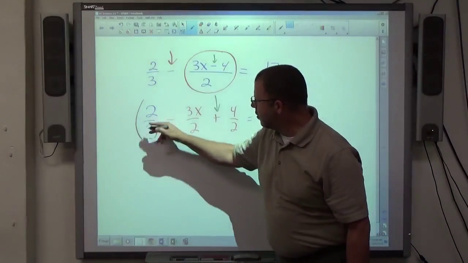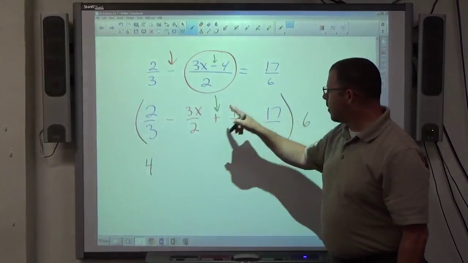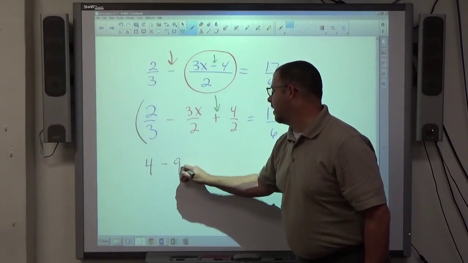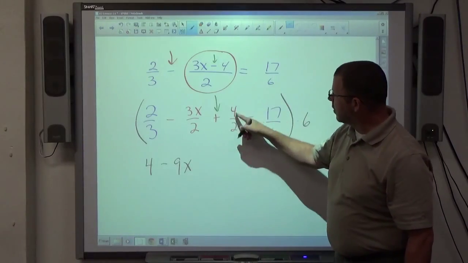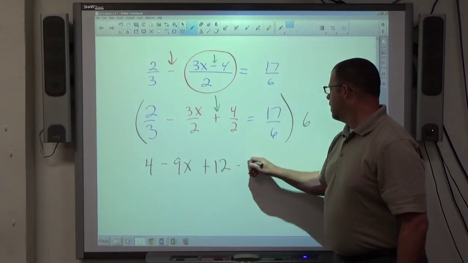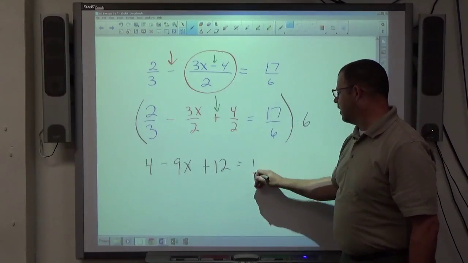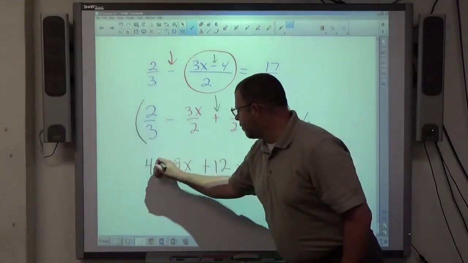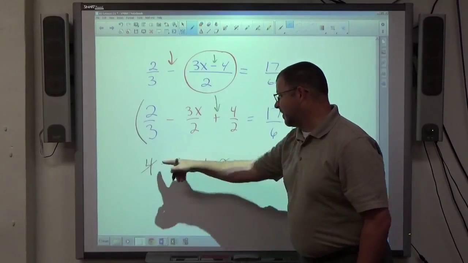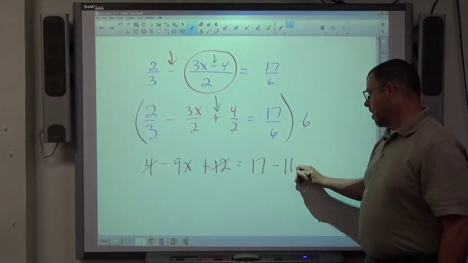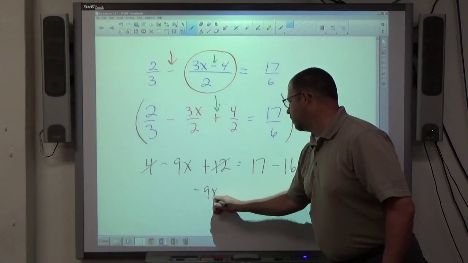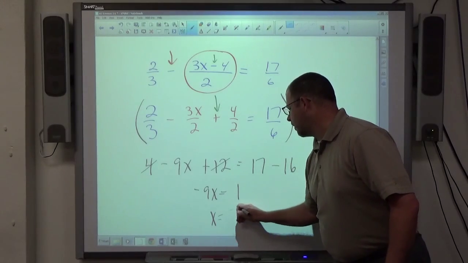6 divided by 3 is 2 times 2 is 4. 6 divided by 2 is 3 times negative 3x is negative 9x. 6 divided by 2 is 3 times 4 is plus 12. 6 divided by 6 is 1 times 17 is 17. If I move the 4 and the 12 over, which is a total of 16, that's minus 16, so negative 9x is equal to 1, so x equals negative 1/9.